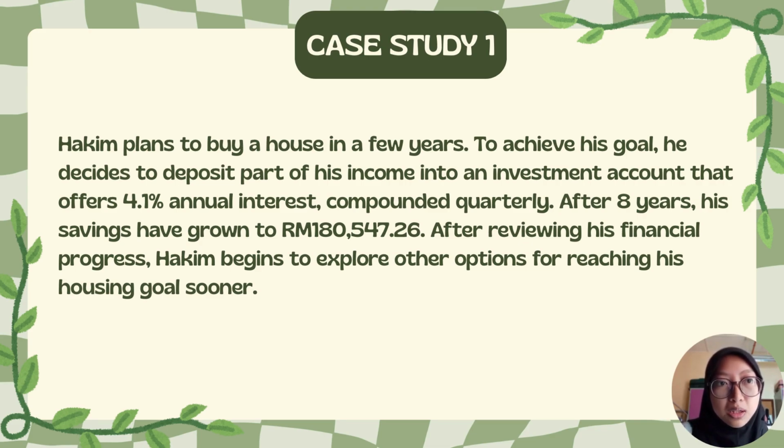Hakim plans to buy a new house in a few years. To achieve his goal, he decides to deposit part of his income into an investment account that offers 4.1% annual interest compounded quarterly. After 8 years, his savings has grown to RM180,547.26. After reviewing his financial progress, Hakim begins to explore other options for reaching his housing goal sooner.